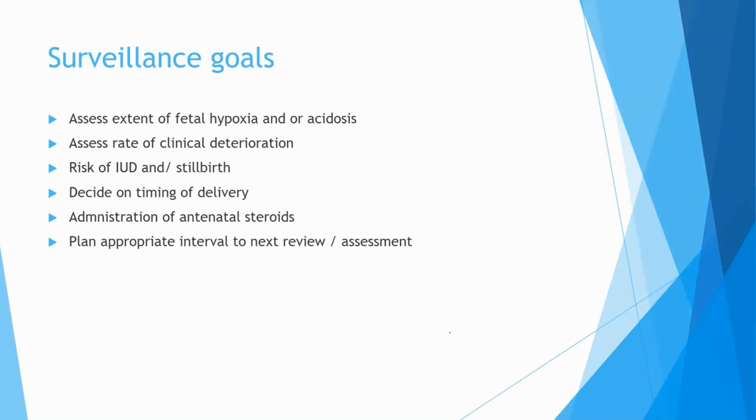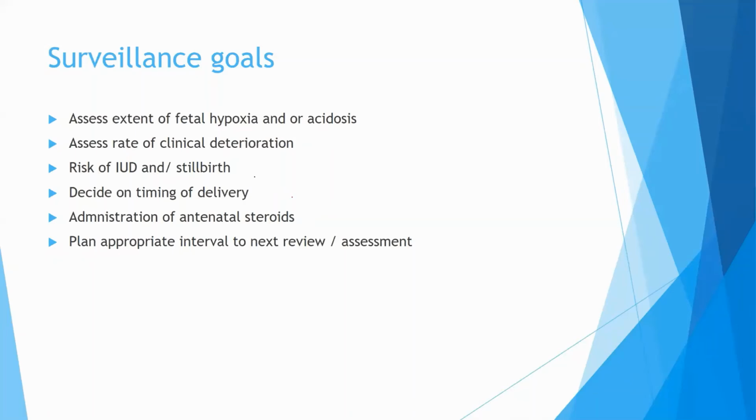So the surveillance goals in this case, we want to assess the extent of fetal hypoxia and acidosis at every sitting when we scan the baby. We also want to assess the rate of clinical deterioration. And then we also want to assess whether that baby, at that particular time when you see them, is at risk of intrauterine demise or risk of stillbirth. And then we also want to decide on timing of delivery. Should we deliver now? Do we think that we can wait a little bit later on?